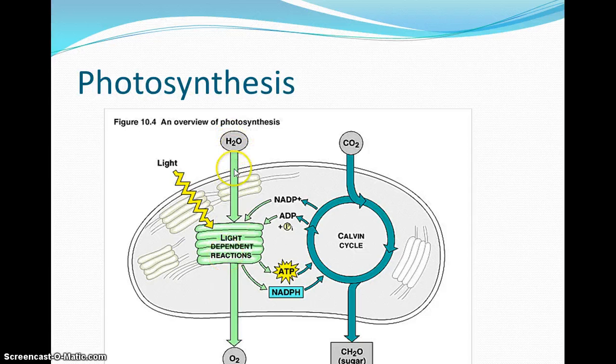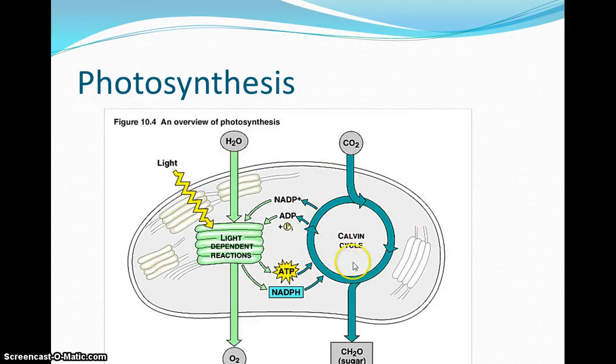Also, H2O goes into the light, this is the thylakoid, goes into the thylakoid, and it breaks apart with the energy and produces O2, which is oxygen gas. Also in the light-dependent reaction, with the light going in, it actually produces ATP, which is energy, as well as NADPH, which is the electron carrier to get the Calvin cycle moving.